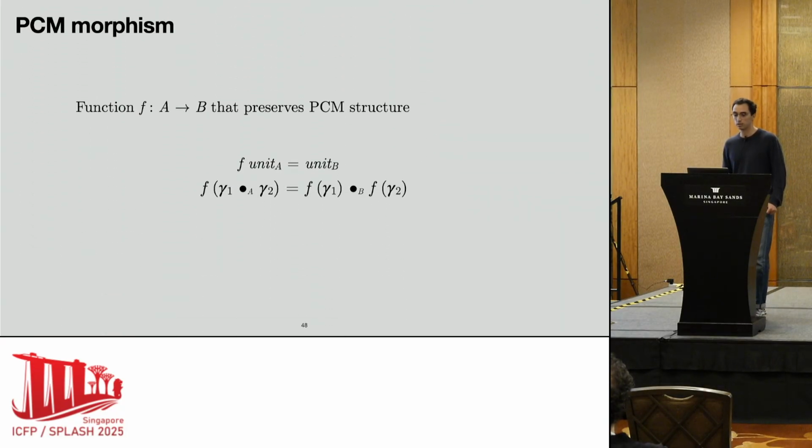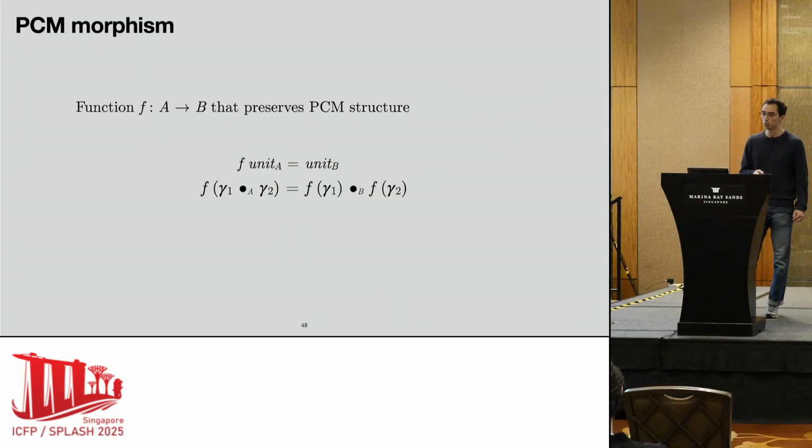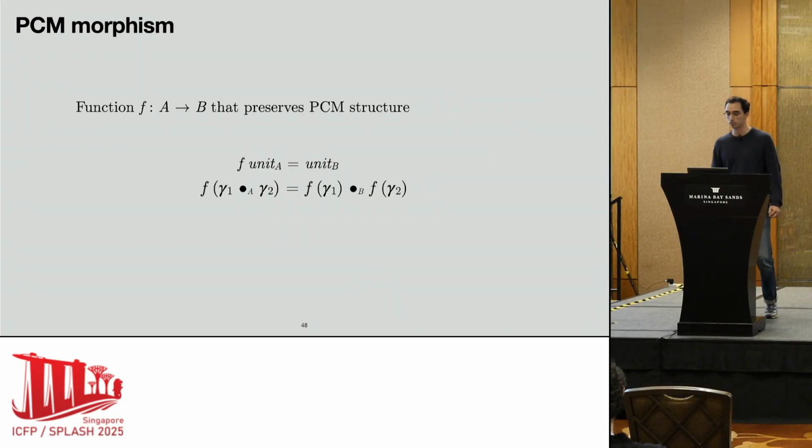The second notion that we introduce is that of PCM morphism. We will define it as a function f from A to B that preserves PCM structure. So we will emphasize here the second equation, which corresponds to the distributivity of the function f over the graph. This will be important.